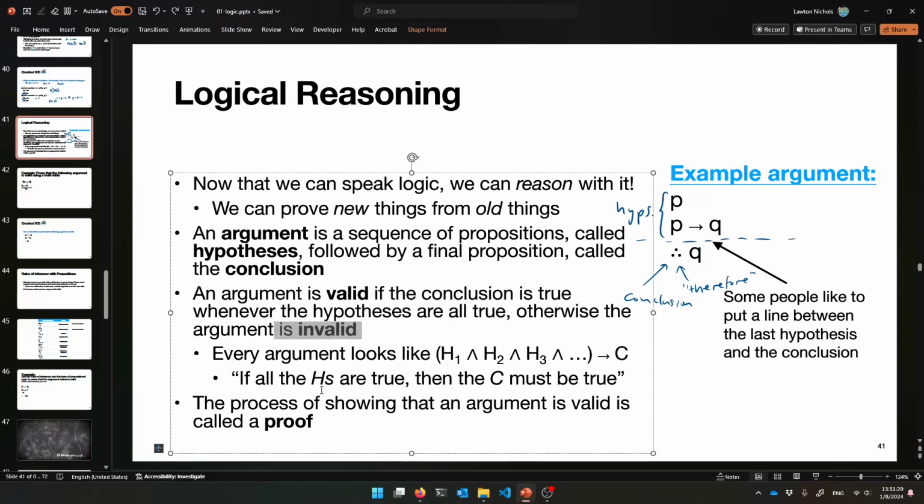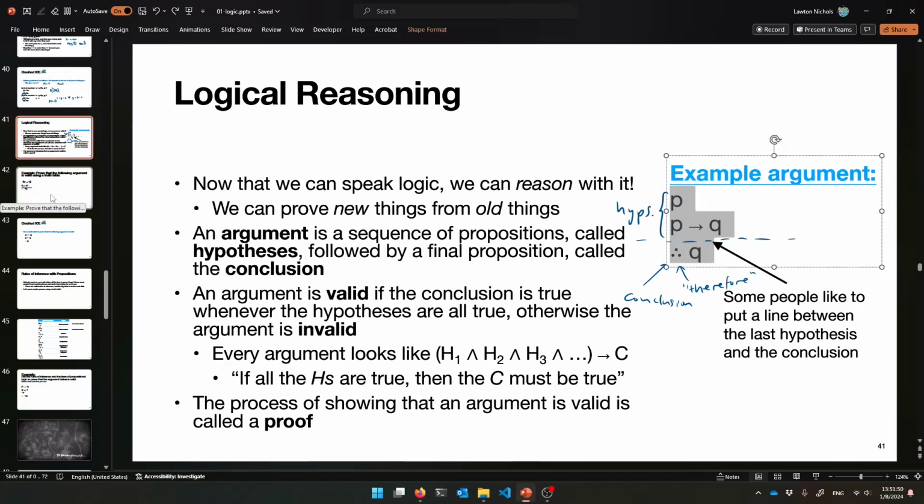Otherwise, it's invalid, all right? And so what we're going to get really good at in this class is just showing that our argument is valid, because that's what it means to be a proof. All right, that's the definition of proof for us. So that's the beauty of it all. And it's going to be a lot of symbol pushing at the start, but then we're going to slowly transition to doing it in English instead, once I trust that you're good at the symbol pushing.